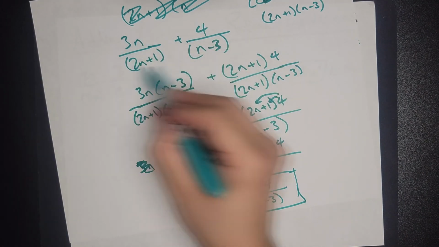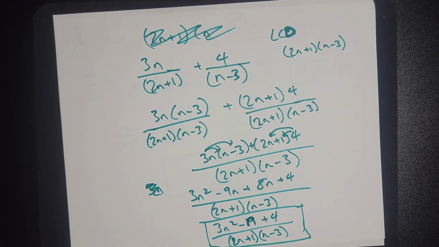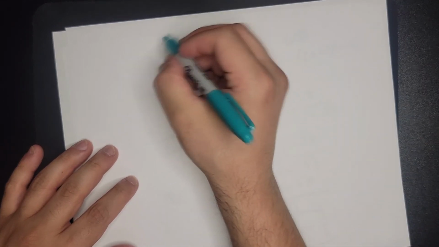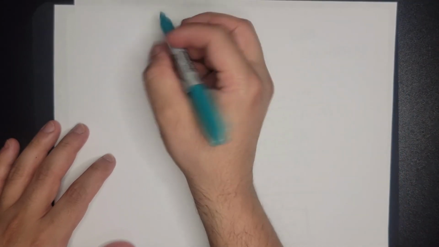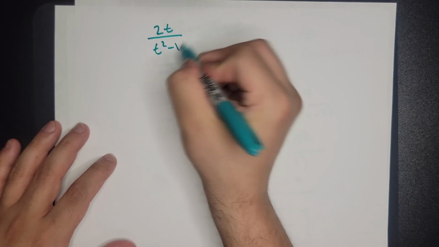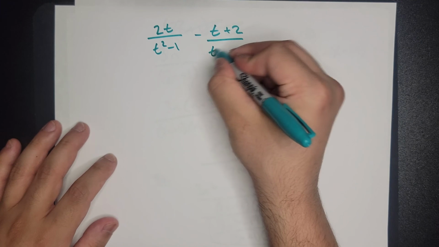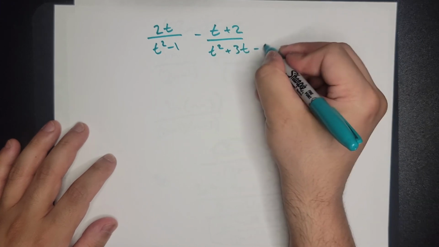So we went from this down to this. And yeah, it seems like we're just doing algebra, expanding and simplifying. Let's do one a little bit more complex. Let's do this one. 2t over t squared minus 1 minus t plus 2 over t squared plus 3t minus 4.